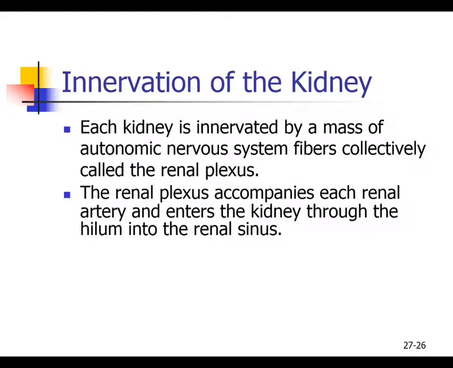It should make sense to you that the nerves going to the kidney would collectively be called the renal plexus. We saw the cardiac plexus going to the heart. Remember, a plexus is a group of nerves. So all the nerves that travel to the kidney are collectively called the renal plexus. And those nerves are going to enter into the hilum of the kidney just like everything else goes into or out of the kidney.